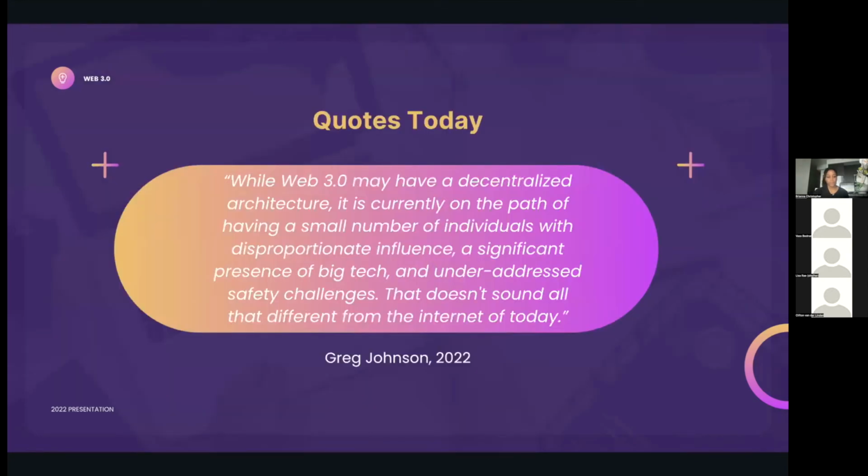I also found this quote from Greg Johnson that says, while Web 3.0 may have a decentralized architecture, it is currently on the path of having a small number of individuals with disproportionate influence, a significant presence of big tech, and under-addressed safety challenges. That doesn't sound all that different from the internet of today. This could mean that the plans for Web 3.0 may not actually achieve what it's meant to achieve, and all of the plans for its infrastructure will not be worth it. And Web 3.0 would ultimately face the same challenges that we currently face in Web 2.0.